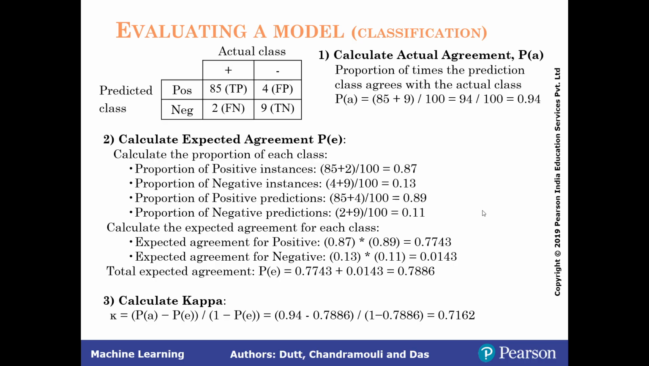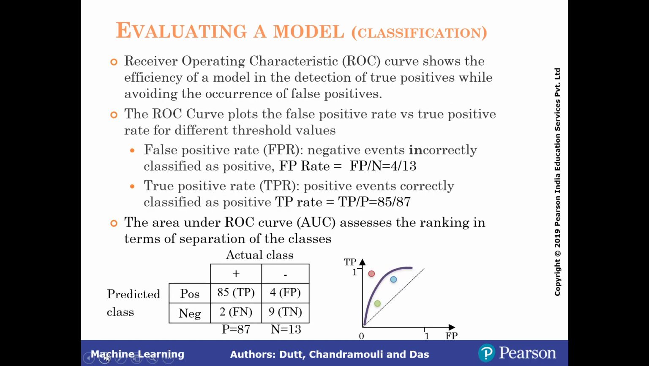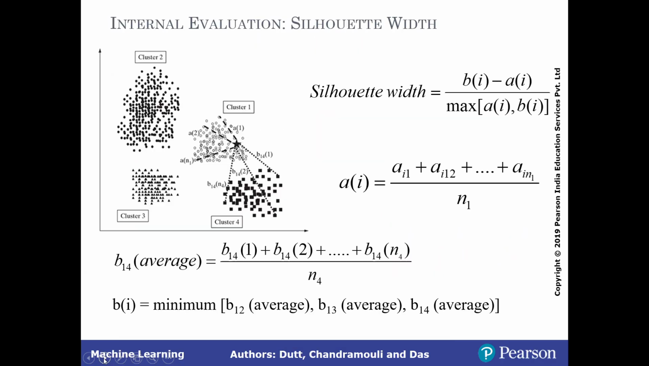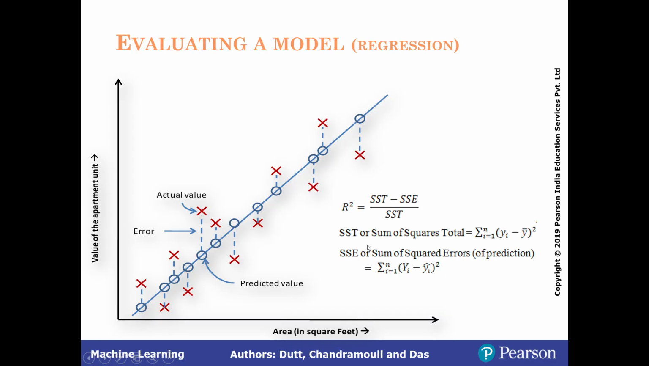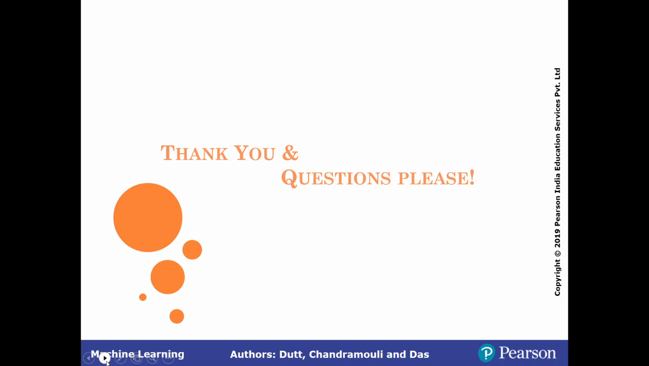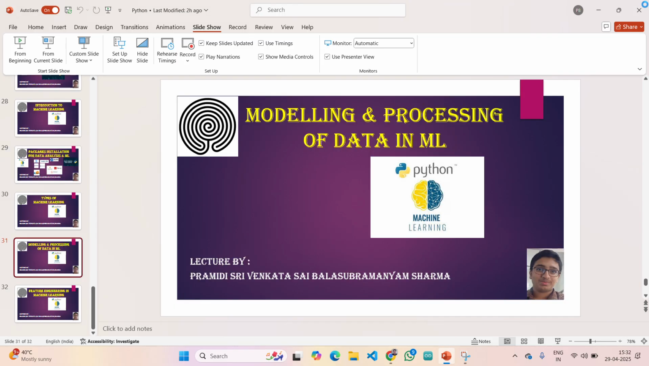That answer tells you whether your model is excellent or not. This is the complete theoretical part. Similarity width, sum of squared error, sum of squares total and so on are completely about probability and statistics, where you can study them. R square equals SST minus SSE by SST. With this, modeling and processing of data in ML is covered.